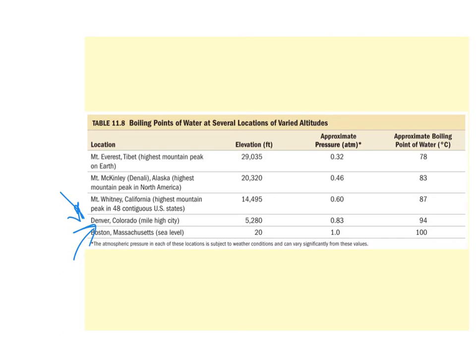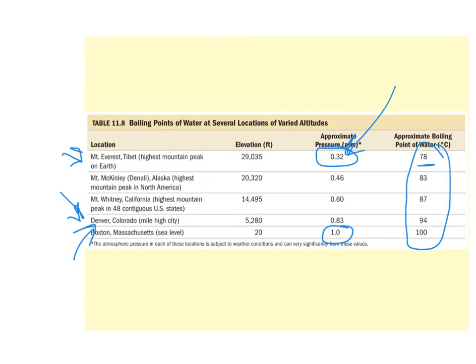Or we could look at the difference in sea level, Boston, and Mount Everest, right? And that actually ends up changing the boiling point of water, because boiling point is the point at which the vapor pressure equals the external pressure, right? And so if you're at a lower pressure, this 0.32 atmospheres versus the 1 atmosphere at sea level, then the boiling point is lower because it doesn't take as much energy to match the vapor pressure with this lowered external pressure.